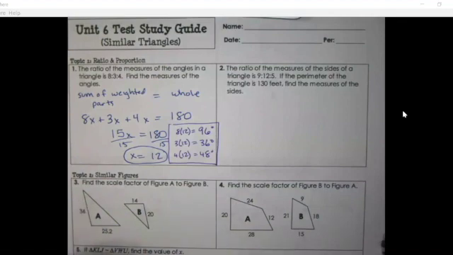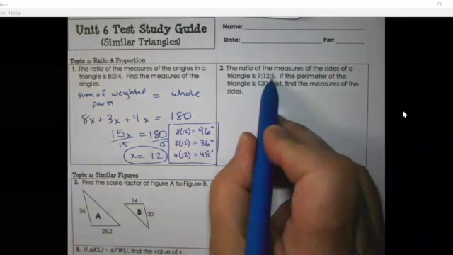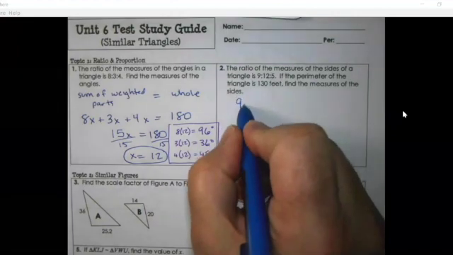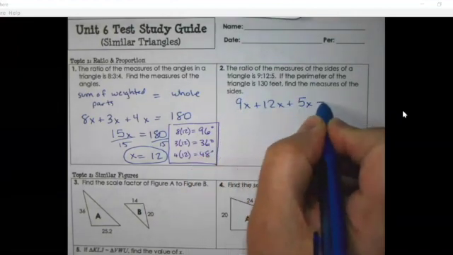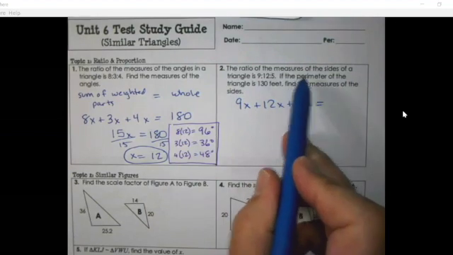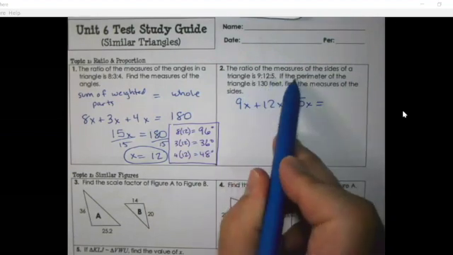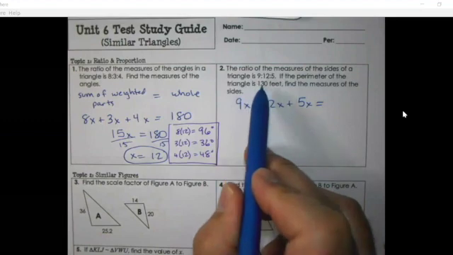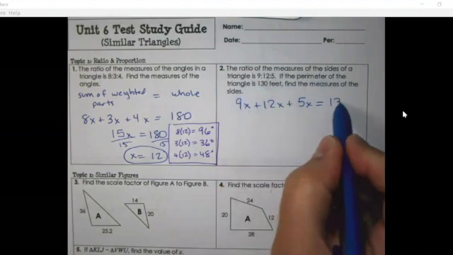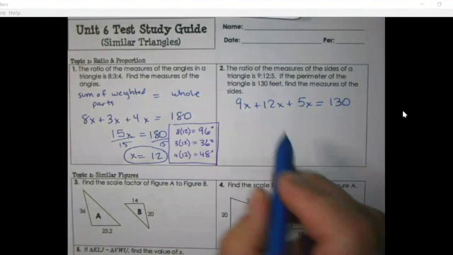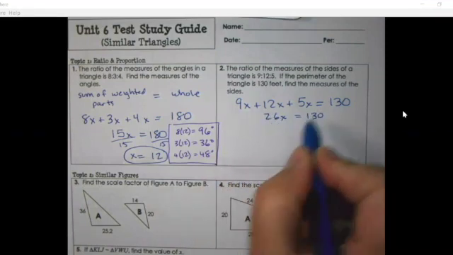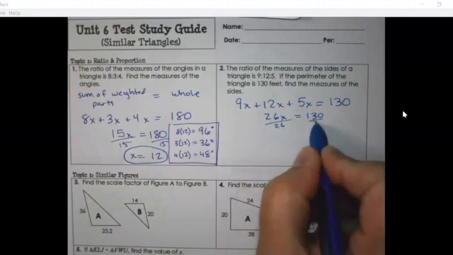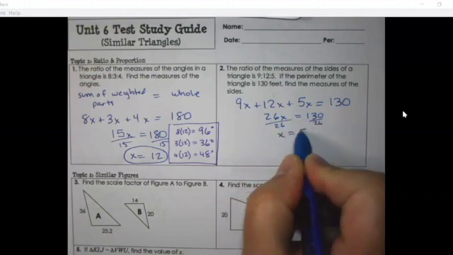Next one, similar problem. Again, it's the weighted sums. So we'd say 9x plus 12x plus 5x equals, what's the total? Well, these are sides in that proportion, and we're looking at the perimeter. So the sum of all the sides would equal 130. So this would be 26x equals 130. When I divide by 26, I get x equals 5.